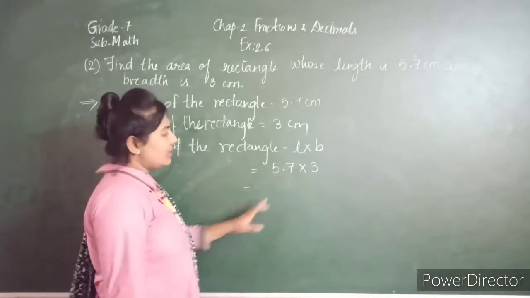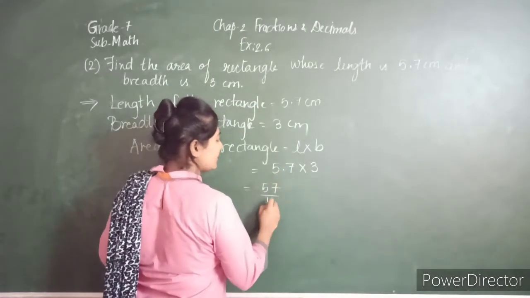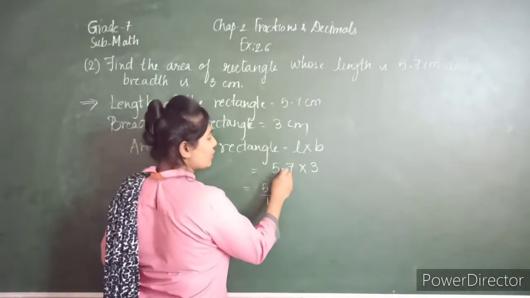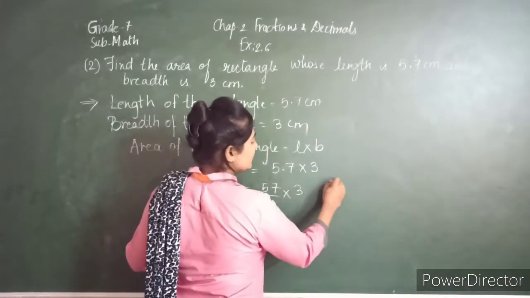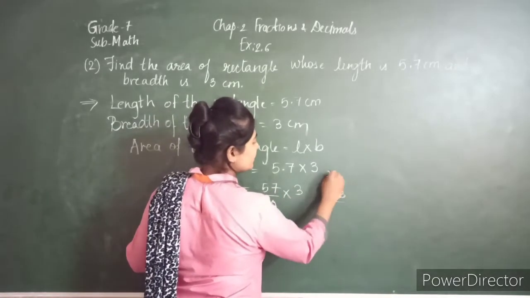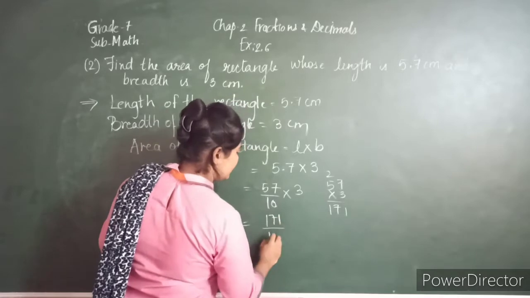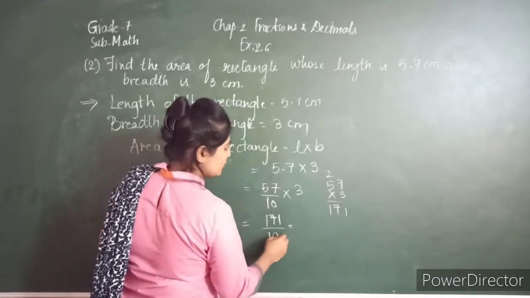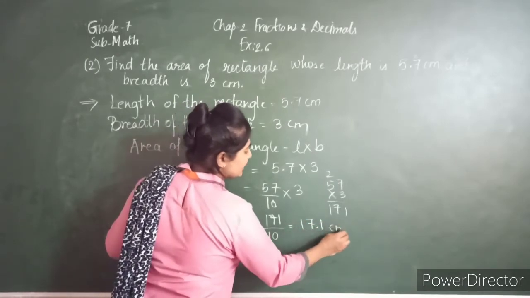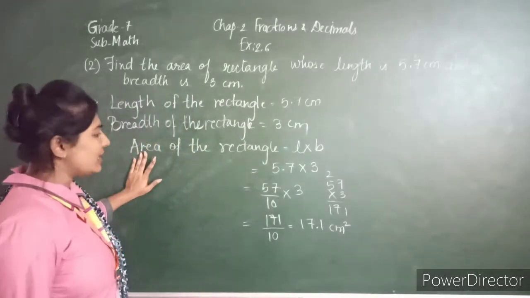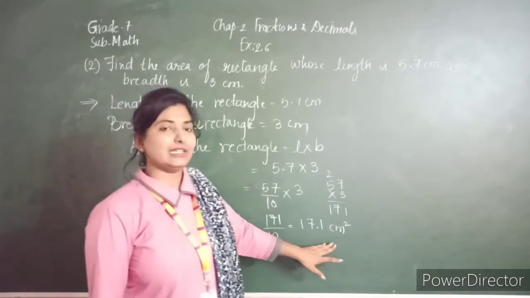Here the number is given in a decimal point, so we have to remove the point. So 57 upon 10, because the point is before one number, so we put 10 in the denominator. Now multiply 3 with 57: 3 7s are 21, 3 5s are 15, 16, 17, so it is 171 upon 10. Now we put the point before one number, so our answer is 17.1 centimeter square. Since area is asked, we write the unit in centimeter square.